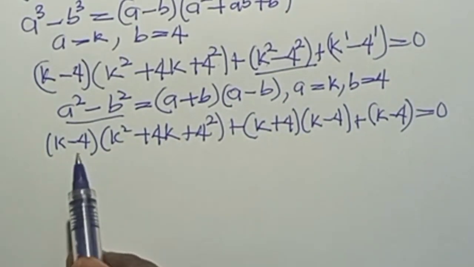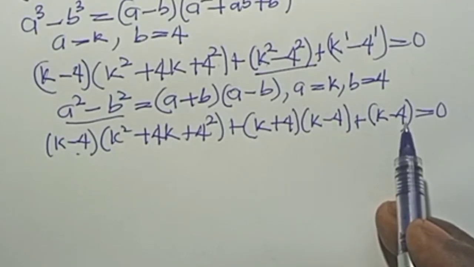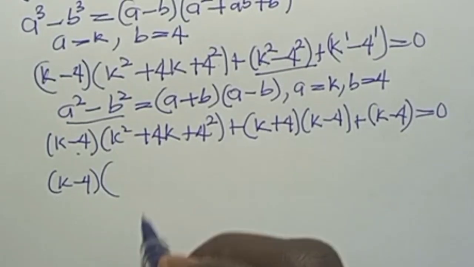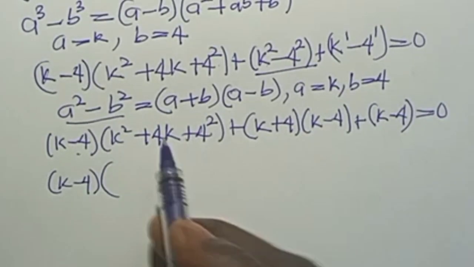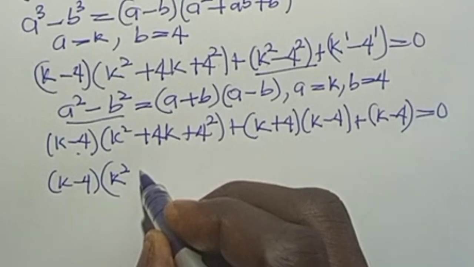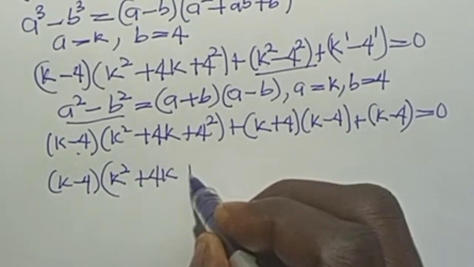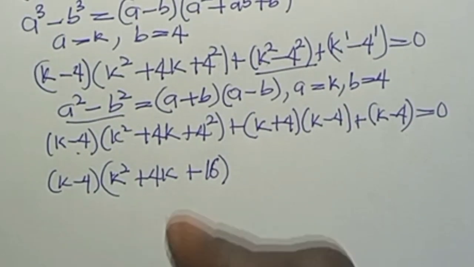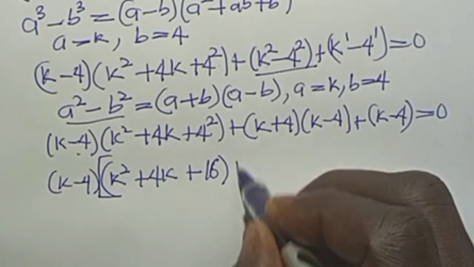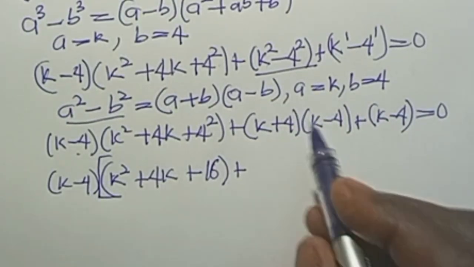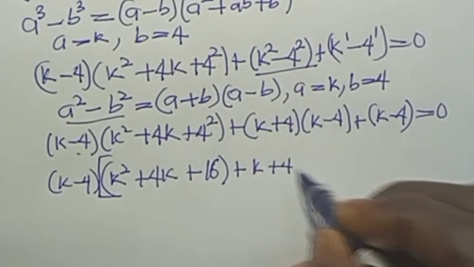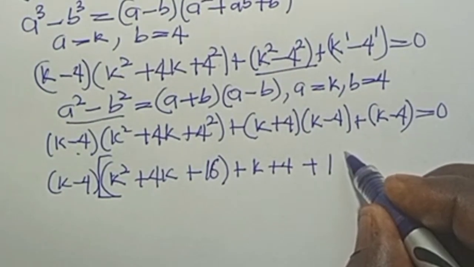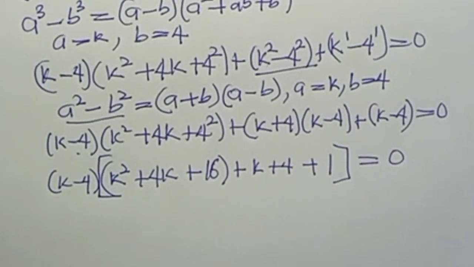So we are going to factor out k minus 4 from the three terms as k minus 4, close the bracket. This term divided by k minus 4 is left with k squared, plus 4k plus 4 to the power of 2, that is 16, plus this term divided by k minus 4 is left with k plus 4, plus k minus 4 divided by k minus 4, that is 1, and close the bracket, all equal to 0.